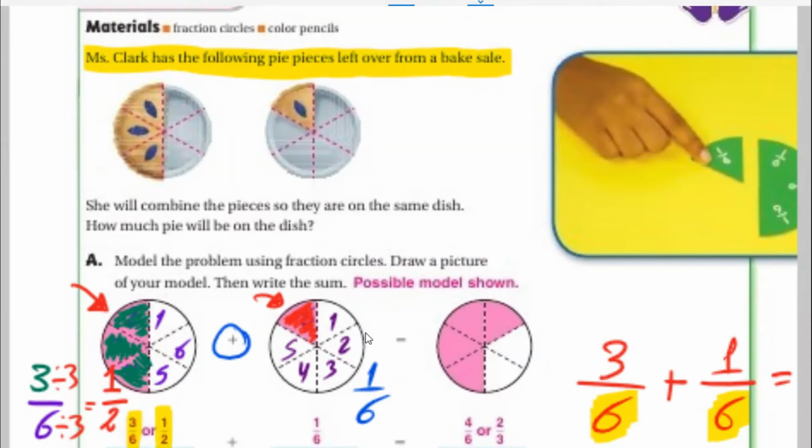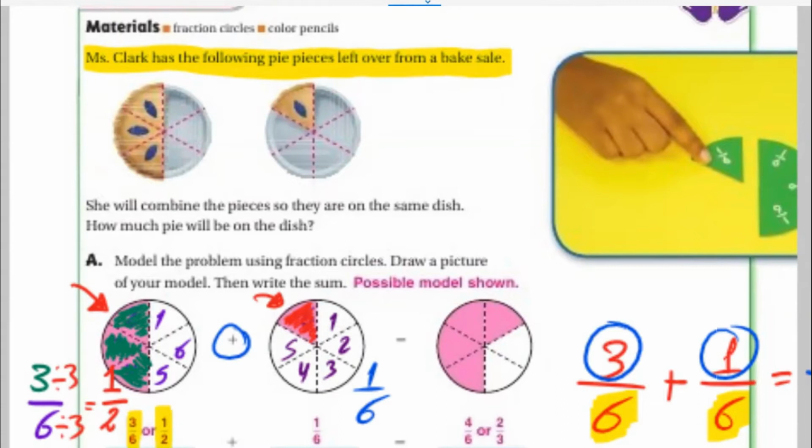So put 6 as the same. The denominator, we're going to put it as the same. It's a rule: don't subtract or add the denominators. The denominator will be the same. And add the numerators, or the upper parts, as usual. So 3 plus 1 equals 4. So it will be 4 over 6. That's the answer.